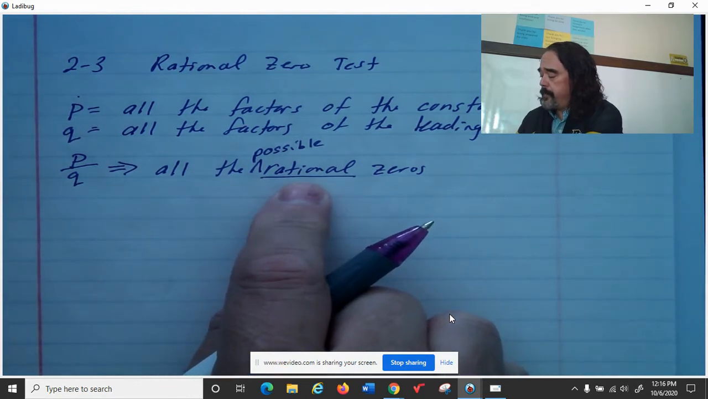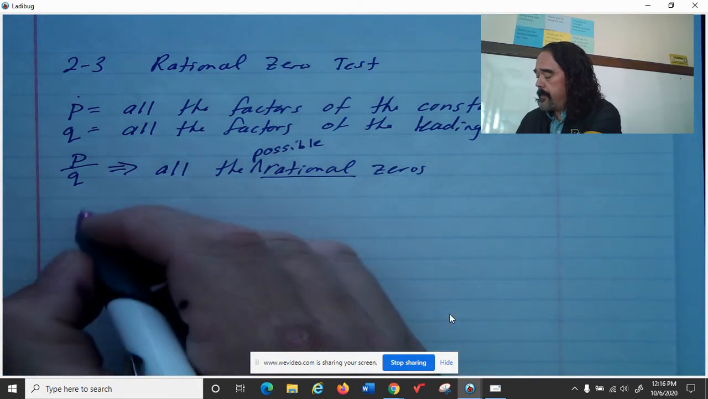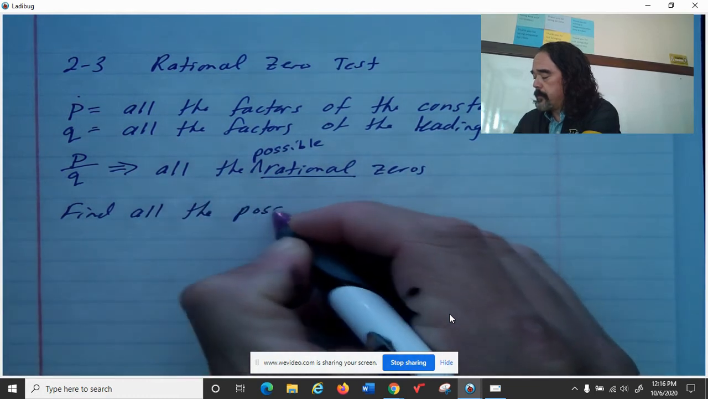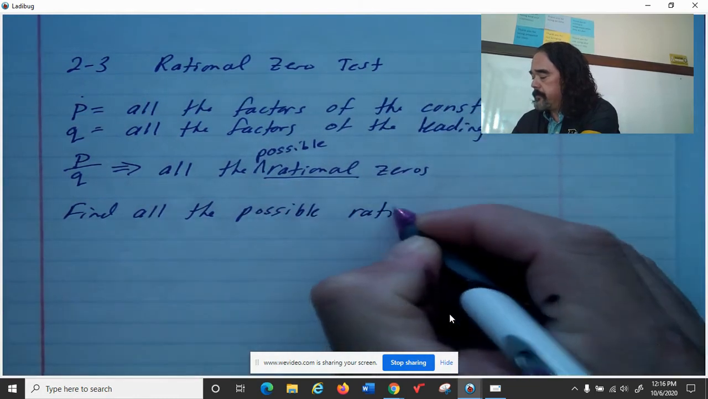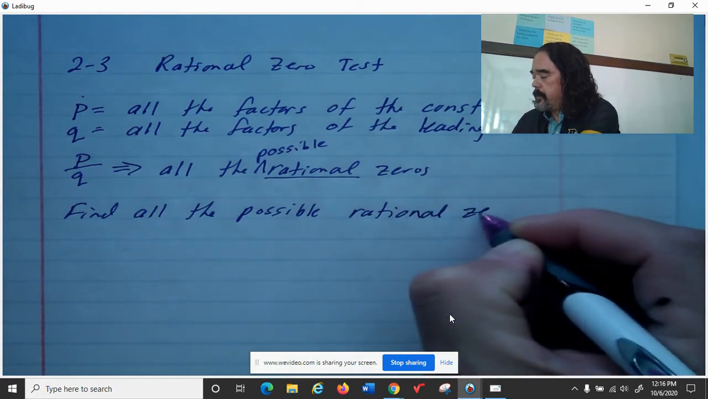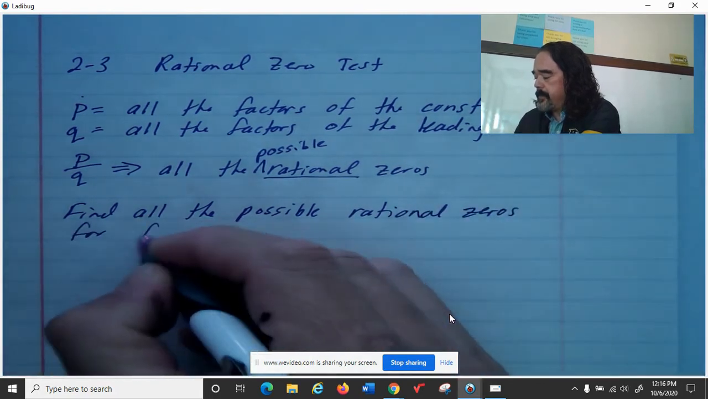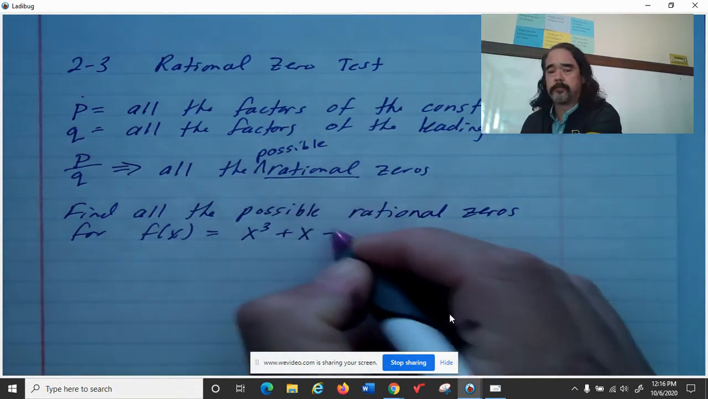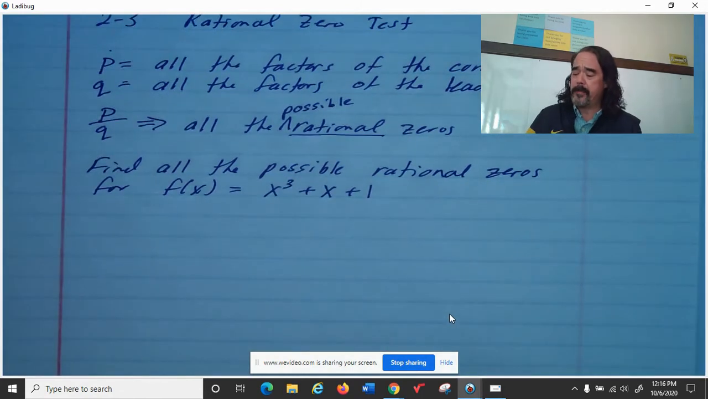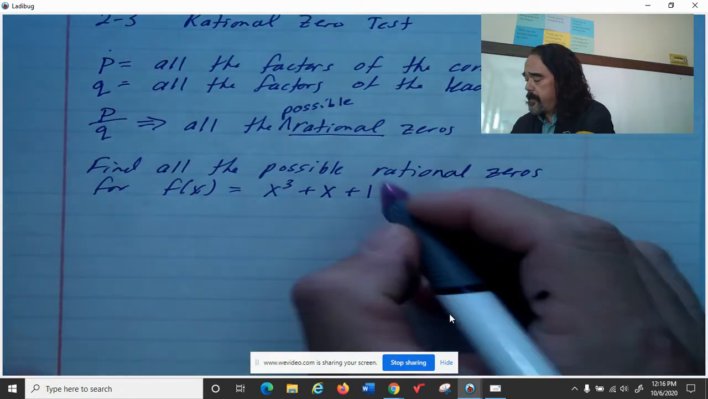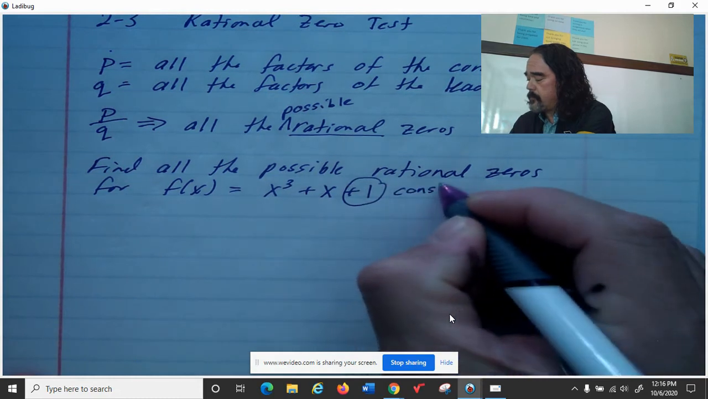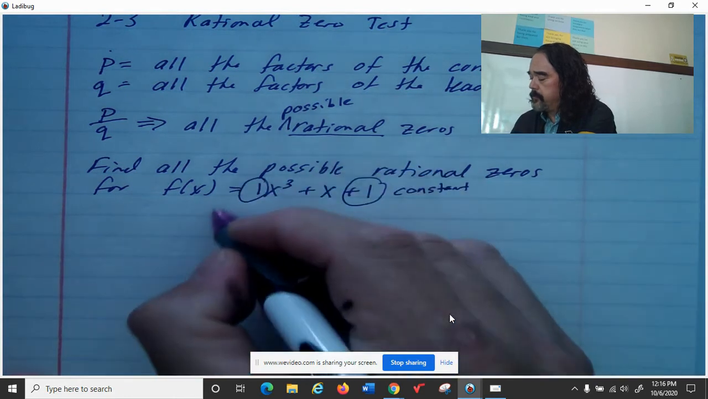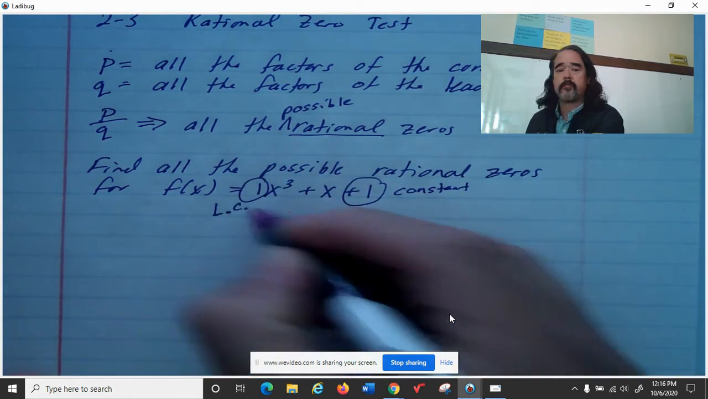We're going to start off with a simple one, and the instructions for this is find all the possible rational zeros for f of x is equal to x cubed plus x plus 1. This is a very simple one, mainly because your constant is right here. This is your constant. And your leading coefficient is right here. Let's just abbreviate that as LC.